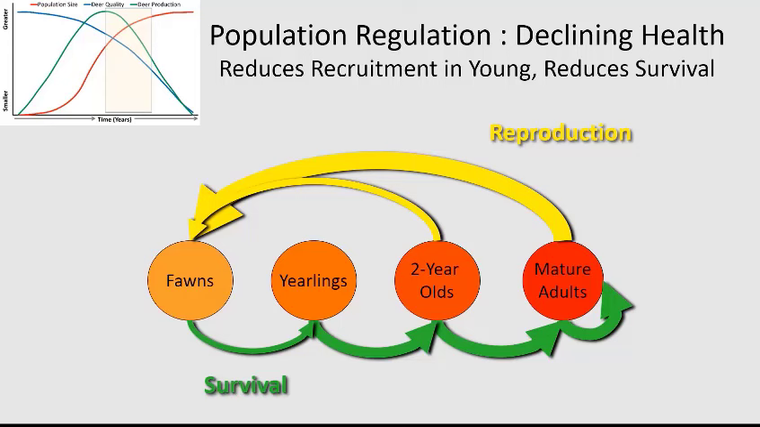The mature does are still doing a pretty good job of producing young, maybe not quite as well as before. And the younger age classes are being harmed the most in terms of their reproductive recruitment. So declining health reduces the recruitment or the production of fawns in the young animals and reduces their survival. That's what's happening at this stage in the population growth rate shown in the upper left-hand corner.